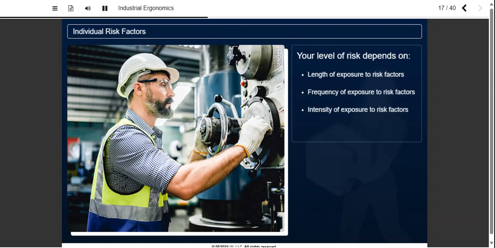Think about the intensity of your exposures. For example, if you are performing a forceful exertion, how much force are you using? More force means more risk of injury. Physical condition and capabilities can also affect risk. For example, someone who has arthritis or weak or tight muscles may be more susceptible to musculoskeletal damage than someone without those conditions.